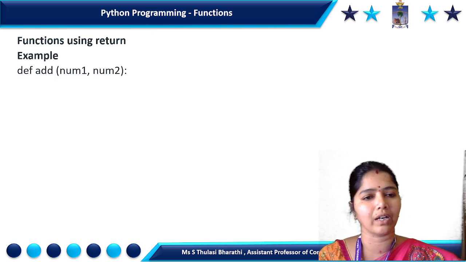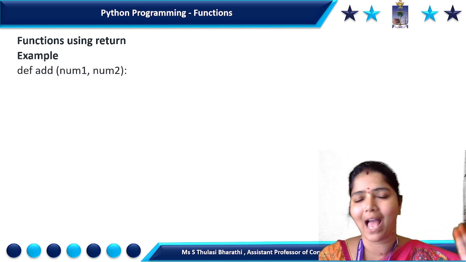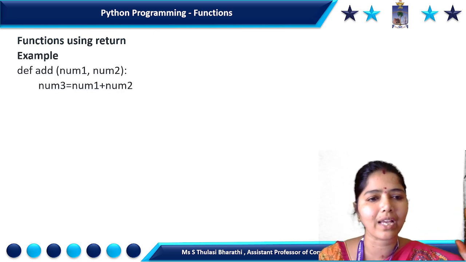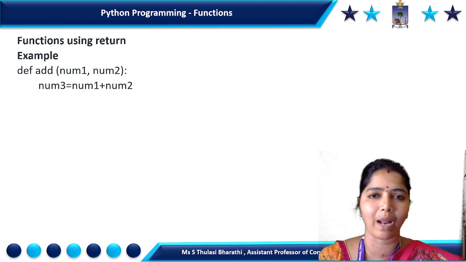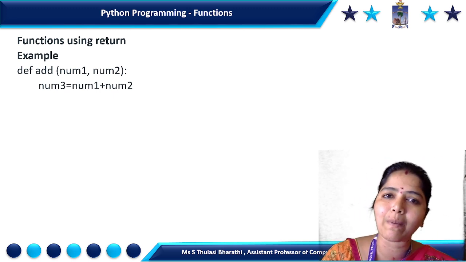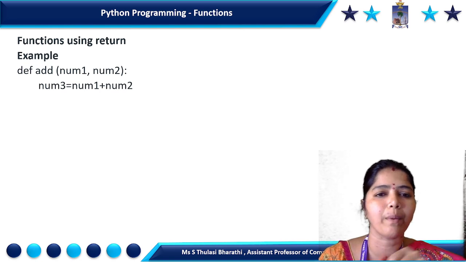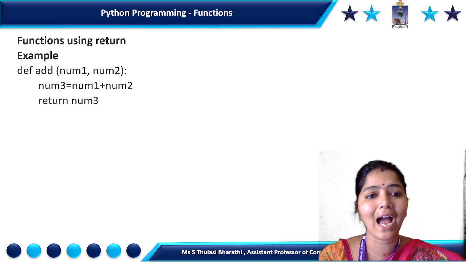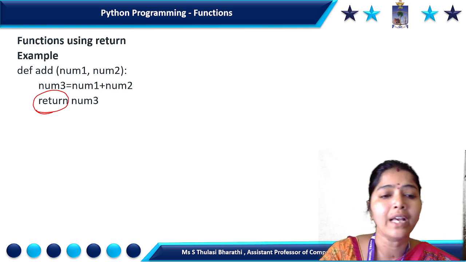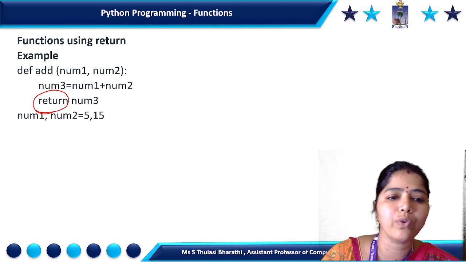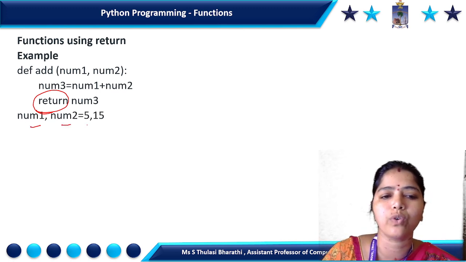Function using return. Again the same example, addition of two numbers. So I have taken def add num1, num2, two variables, two parameters I have passed, and num3 is a variable I have created, and the addition of two numbers will be stored there in num3, and here I am giving a value called return num3. Okay, right.